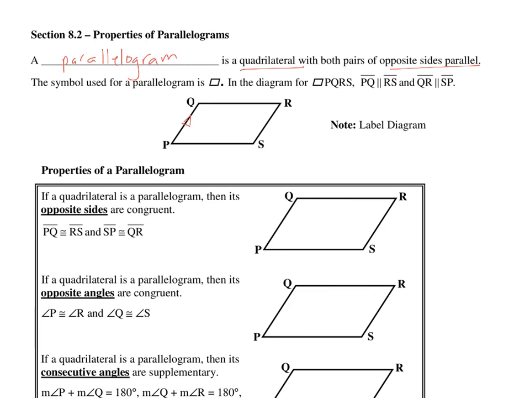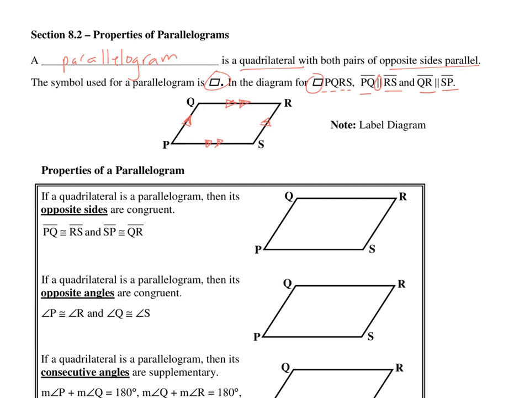These opposite sides are parallel. So I'm using arrowheads to indicate that they're parallel. Double arrowheads here to indicate that these are parallel. Okay. Now the symbol for a parallelogram is a little mini parallelogram. So in the diagram, parallelogram PQRS, PQ is parallel to RS. That's the parallel symbol, once again. And QR is parallel to segment SP.